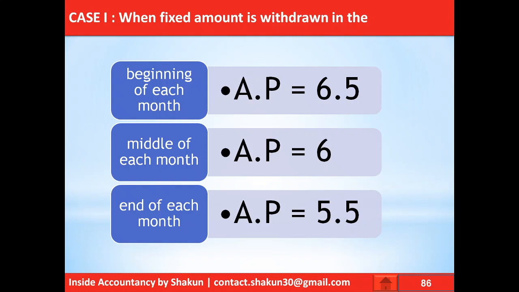In that case, the average period would be 6. At the end of each month means on 30th or 31st of every month, the partner withdraws money. So the average period would be 5.5. In order to remember that, you can just take a hint that there is a 0.5 gap between all these average periods. In the middle of each month remains 6 for all the cases. So it is 6.5, 6 and 5.5.